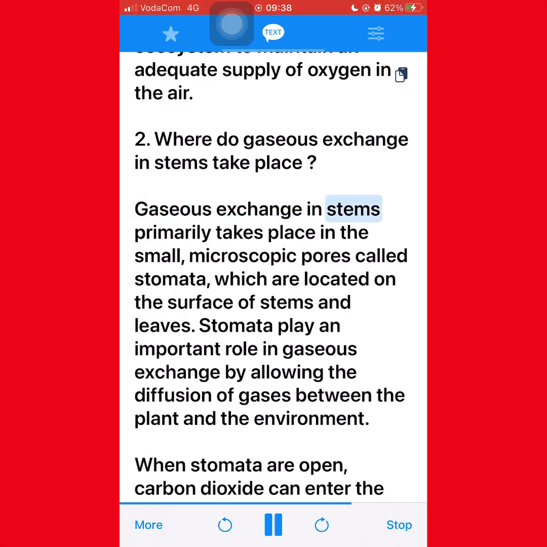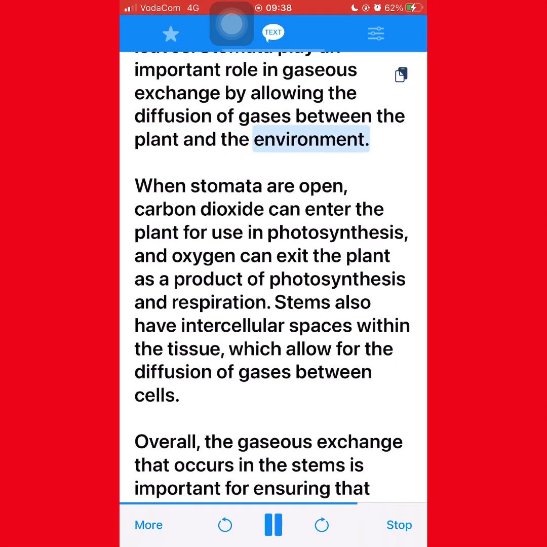Gaseous exchange in stems primarily takes place in the small, microscopic pores called stomata, which are located on the surface of stems and leaves. Stomata play an important role in gaseous exchange by allowing the diffusion of gases between the plant and the environment. When stomata are open, carbon dioxide can enter the plant for use in photosynthesis, and oxygen can exit the plant as a product of photosynthesis and respiration.